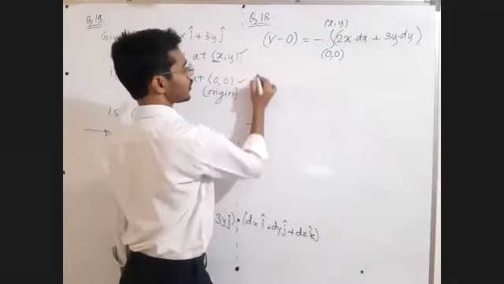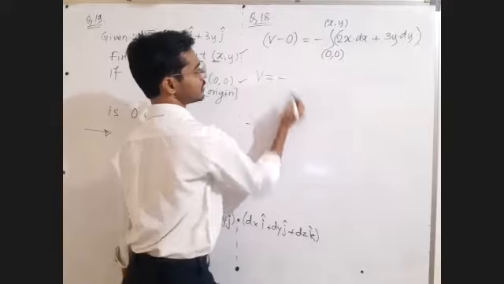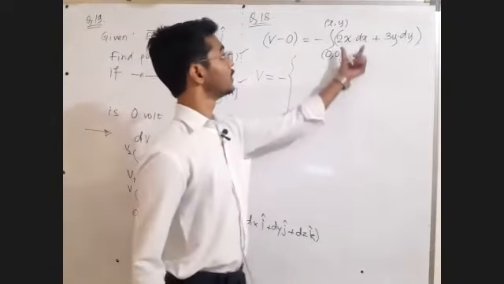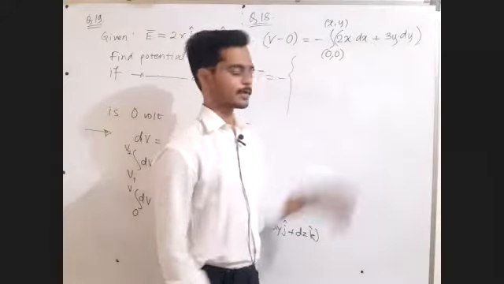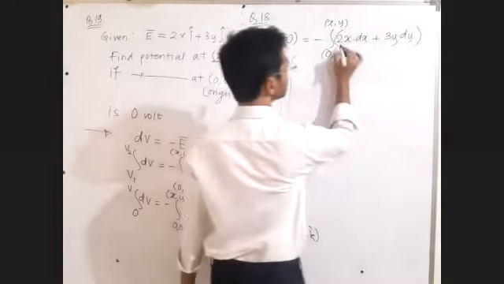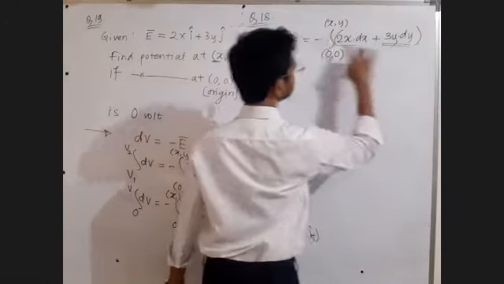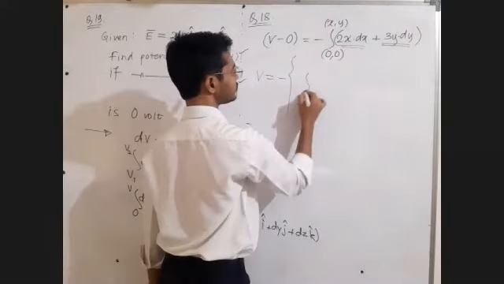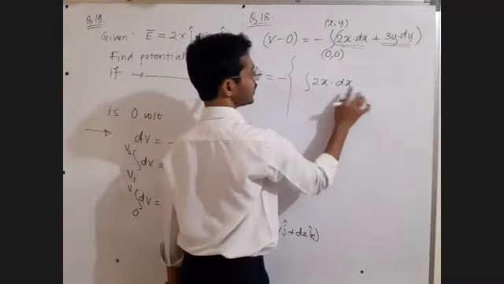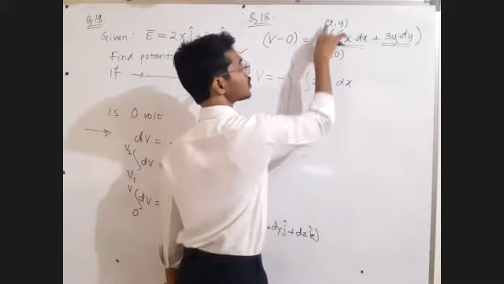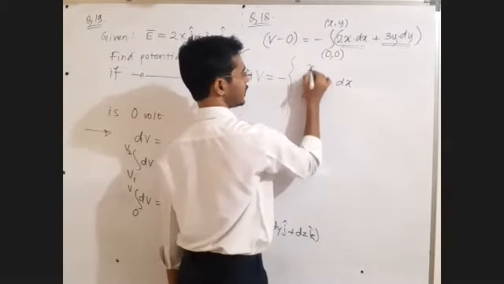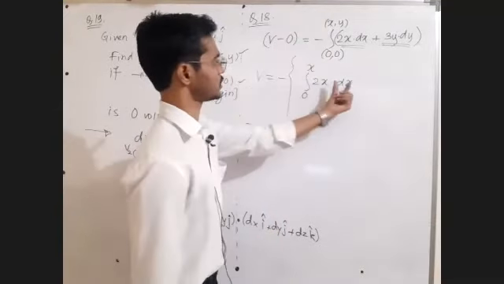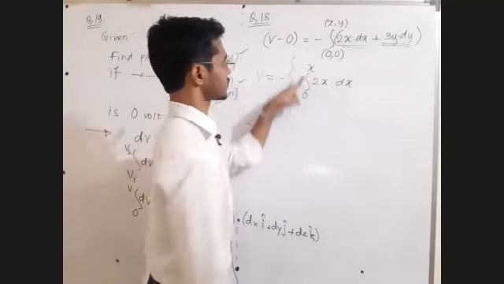So potential at given point V is equal to this minus sign as it is. Put a larger bracket. Integration of each term can be found separately. This is the first term, this is the second term. Integration of this plus integration of this. Integration of first term, it is 2x dx. Limit should be only of x, so 0 comma x. Understand it. Only these limits will be written here because here we have dx. So x limits 0 to x.